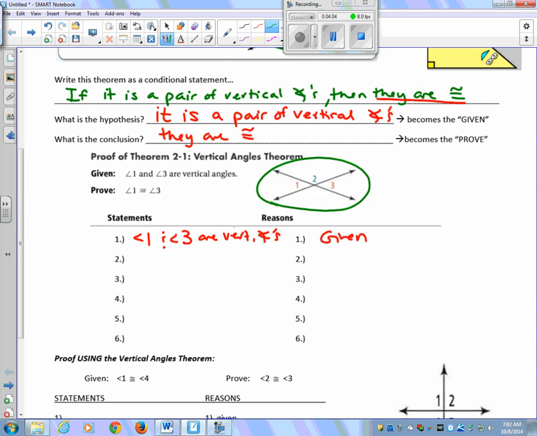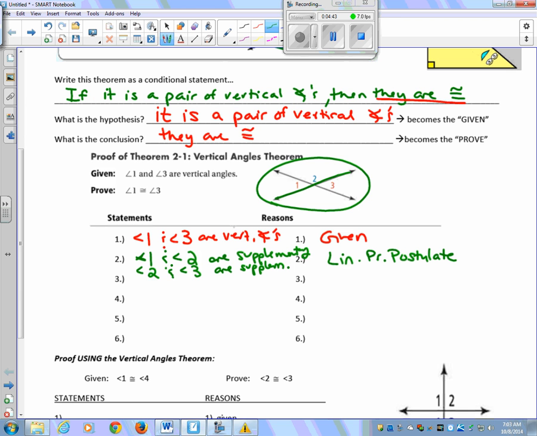So I see some linear pairs here. So I'm going to say that angle 1 and angle 2 are supplementary because I know that angle 1 and angle 2 are a linear pair. And by the linear pair postulate, if two angles form a linear pair, then they are supplementary. So I'm going to say angles 1 and 2 are supplementary. And in the same step, I'm going to say angles 2 and 3 are supplementary. We know they add up to 180 because they sit on a line. They are a linear pair.